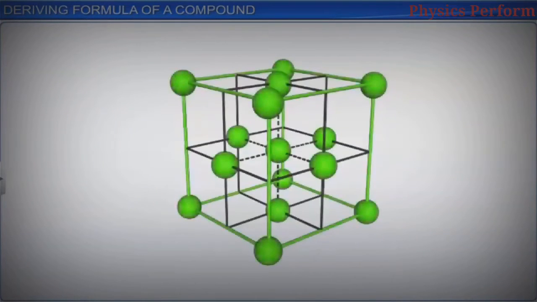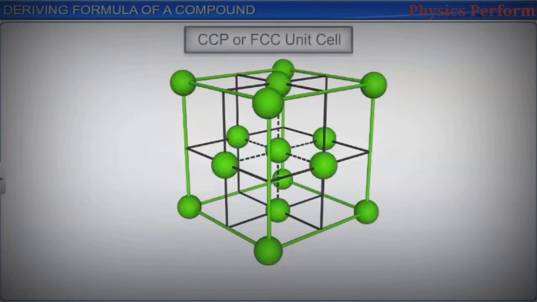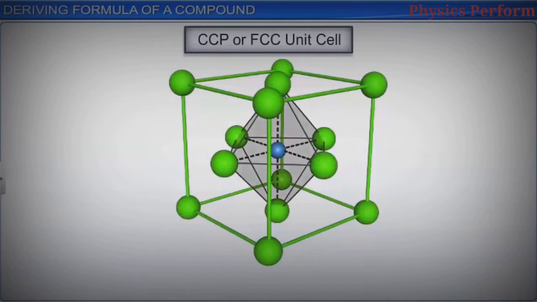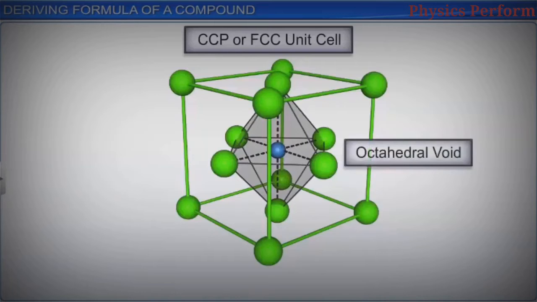Let us now locate an octahedral void in the CCP or FCC unit cell. A look at the body center of this unit cell shows that it is surrounded by 6 spheres at the center of each face. If we join these 6 spheres, we get an octahedron, and the void thus formed is an octahedral void. This octahedral void is not shared by any other unit cell and contributes fully to this unit.